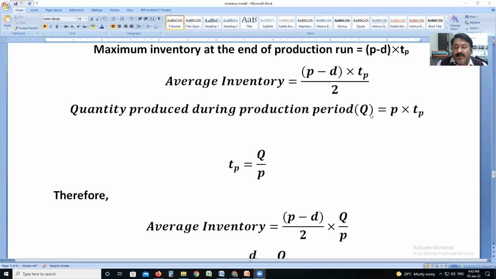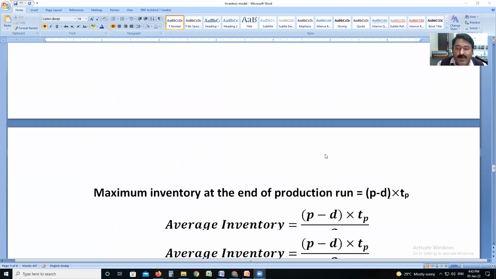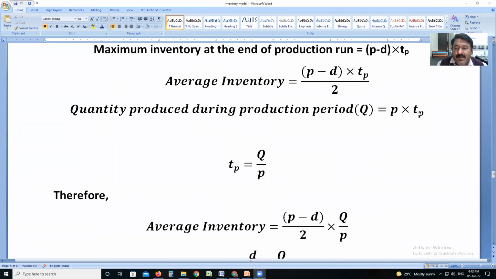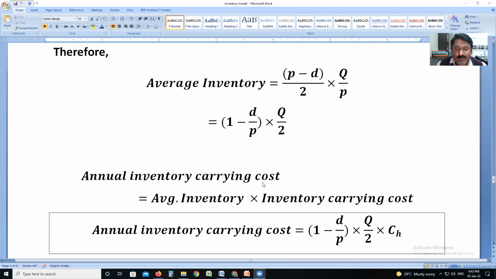Quantity produced during the production period is Q. What is the quantity produced? It is nothing but P into TP. We have discussed P is the production rate. So production rate into TP. Therefore, TP is equal to Q by P. TP, time for production, is equal to Q, quantity, divided by P, the production rate.